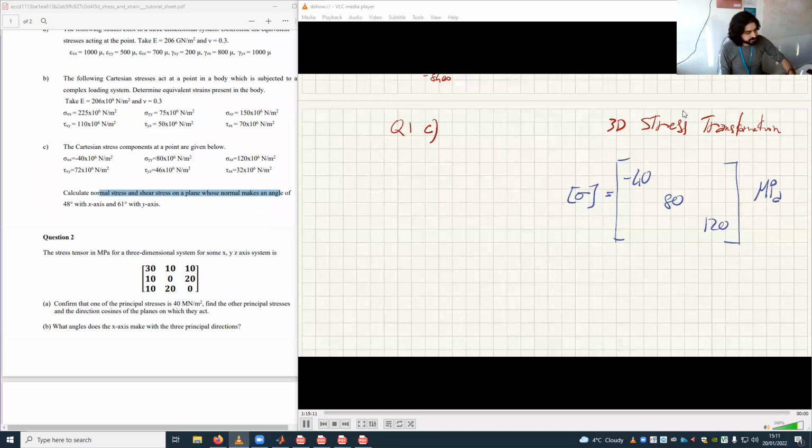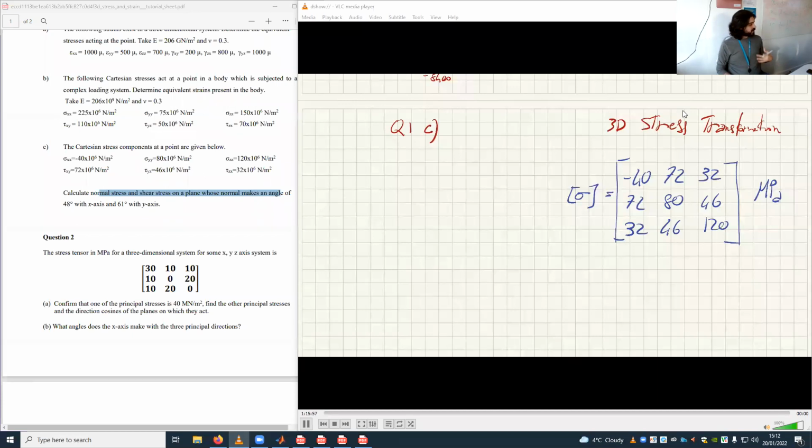Then we have tau xy, tau xz, tau yz. Agreed? So tau xy is this one here. Tau xy is 72. And of course, you have the symmetric part as well, because tau xy is the same as tau yx, which is this element here. For equilibrium reasons, they must be the same. Then we have tau yz, which is this element here, and this one. So tau yz is 46. And of course, we have 46 for tau zy. And then we have tau zx, which is this one, 32. And of course, it's also tau xz, which is this one, 32.